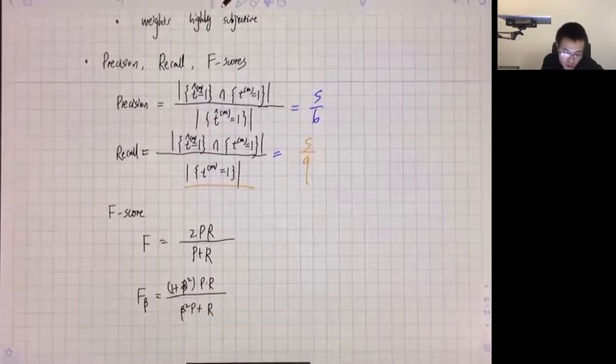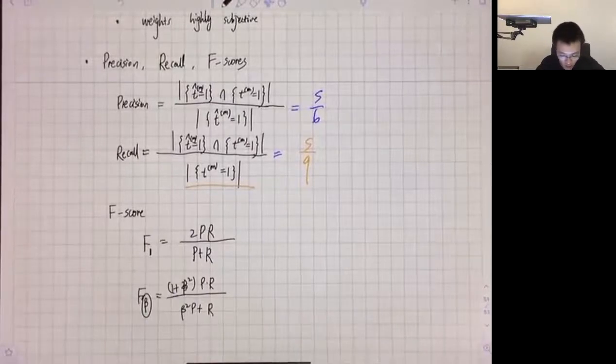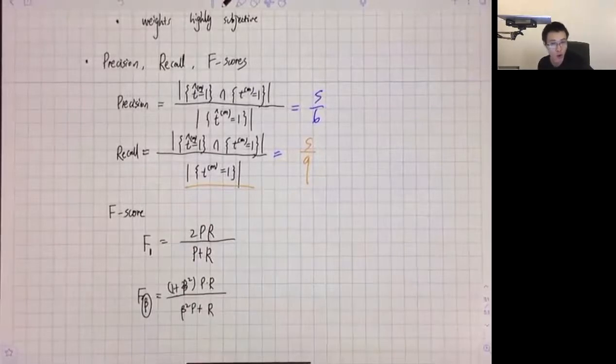But in this case, the value for beta is also subjective. It's very hard to determine, or to convince the reviewer, that this is the correct beta for the task. So that's why we typically just use F1. If you plug in beta as 1, then you get this score. F1 is more commonly used for skewed classification.